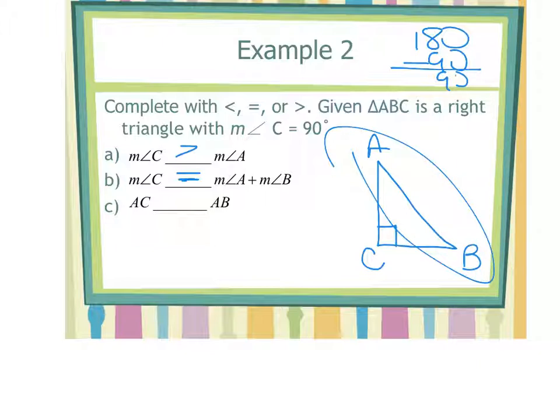But it could be like one could be like 30. It doesn't matter, yeah. One could be 30, one could be 60, one could be 10, one could be 7, it could be 80. As long as they add up to 90, they're equal.